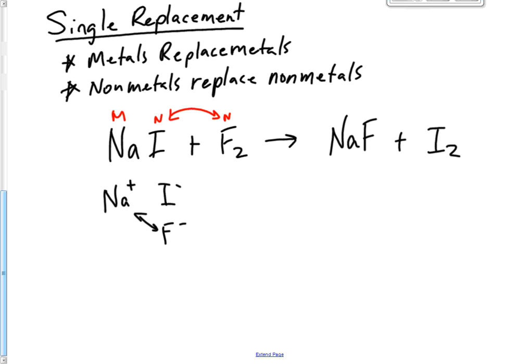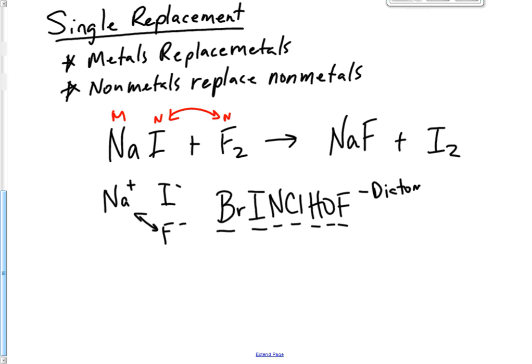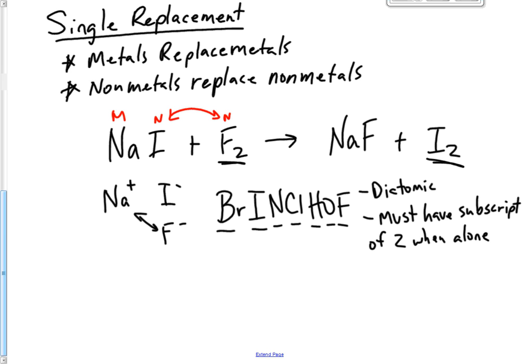Okay, and it's I2. All right, so anytime you have an iodine by itself, it has to have a subscript of 2, and here's why. There's a list of elements that we call Brinkelhoff: bromine, iodine, nitrogen, chlorine, hydrogen, oxygen, fluorine. Okay, these are called diatomic, meaning they are never by themselves in nature. So anytime you have them just by themselves, okay, not attached to anything else, so like fluorine here is just by itself, iodine is just by itself, okay, it's not attached to another element, it has to have a subscript of 2. So, must have subscript of 2 when alone, okay? So, and the reason is, we never find them by themselves. You're never going to find just one fluorine atom by itself.